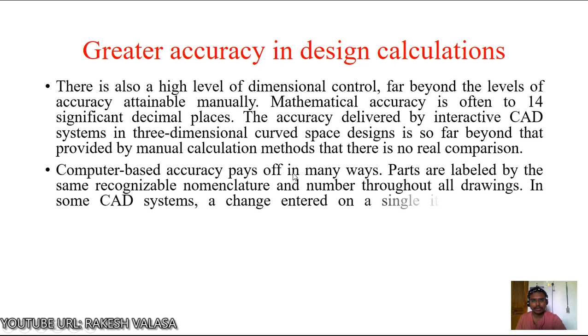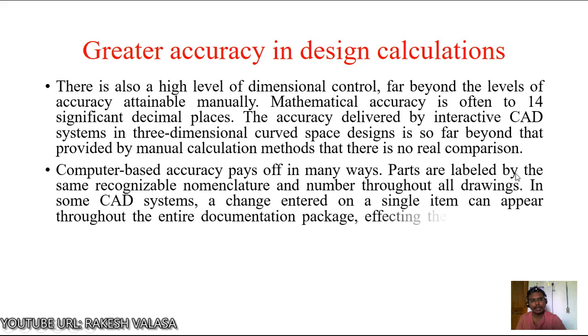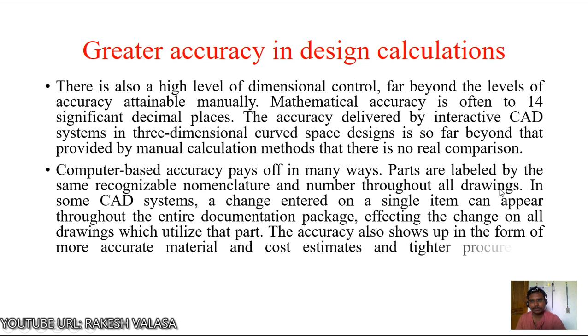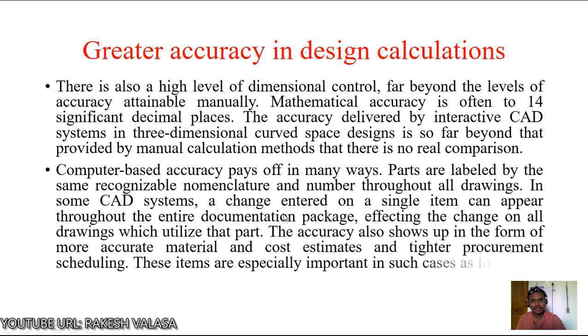Computer-based accuracy pays off in many ways. Parts are labeled by the same recognizable nomenclature and number throughout all drawings. In some CAD systems, a change entered on a single item can appear throughout the entire documentation package, affecting the change on all the drawings which utilize that part. The accuracy also shows up in the form of more accurate material and cost estimates and tighter procurement scheduling. These items are especially important in such cases as long lead time material purchases.